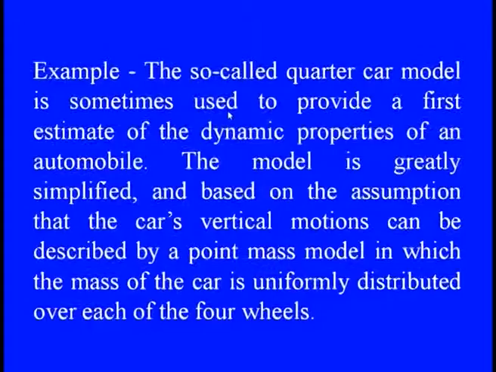Now we are going to take the last example, where we have a car model, a quarter car model, and we want to find the dynamic properties using vibration features. The model is greatly simplified based on the assumption that the car has vertical motion, which can be described using the point mass model, in which the mass of the car is uniformly distributed on each of the four wheels. So we are simply assuming that through the center of mass, the car can be divided into 4 equal segments, and every segment is supported by a tire, because the 4 wheels support the entire car.